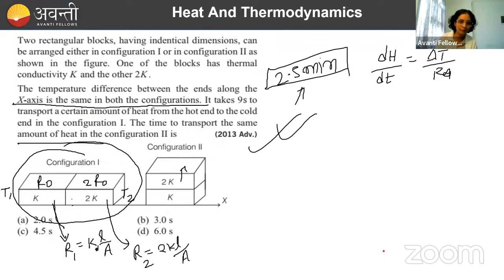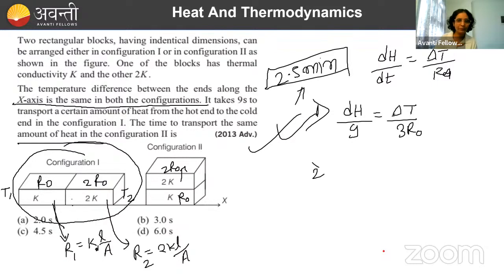Similarly here, this has individual resistance of 2R0 and this has individual resistance of R0. Now these two are in series, so in series this will become 3R0. So dH by dt in the first case is how much? Now I am going to write for both configurations. For configuration 1, dH by dt is 9 seconds, and the temperature difference maintained is the same. So delta T by how much? R equivalent in the first case will be 3R0.